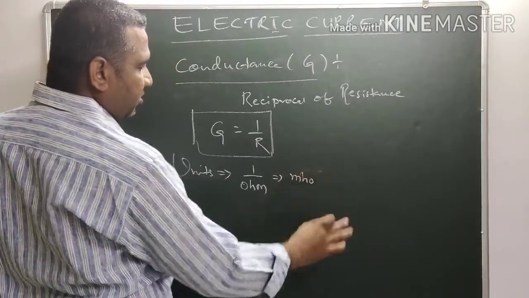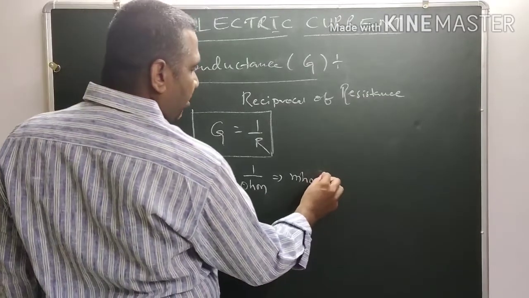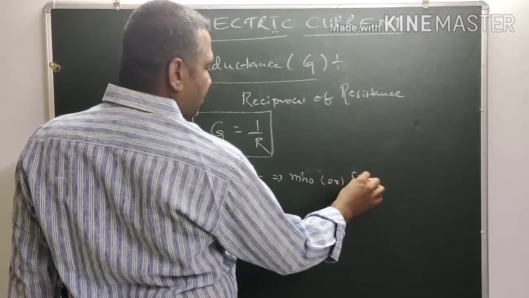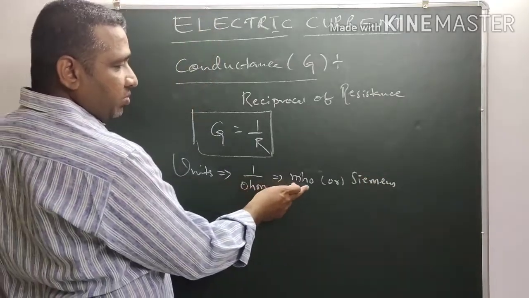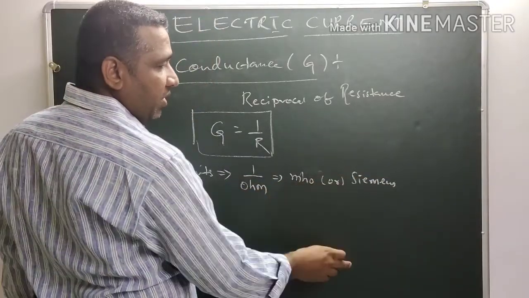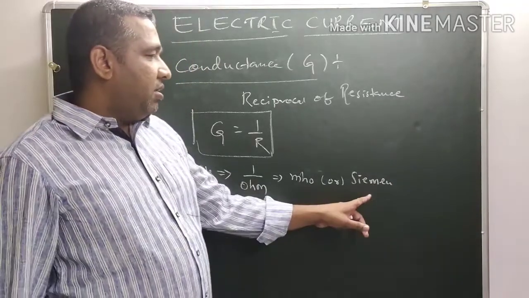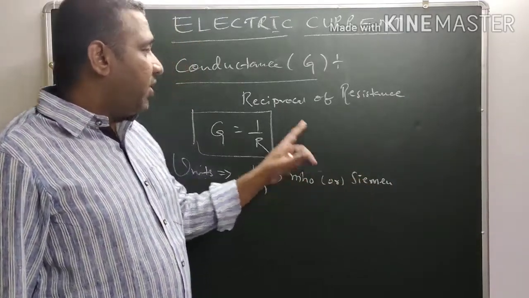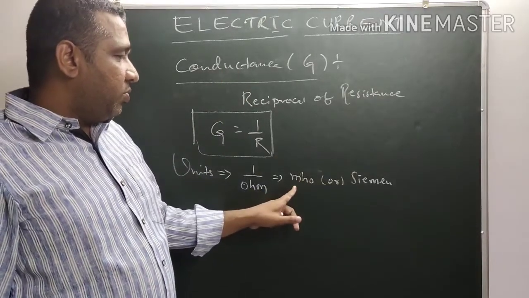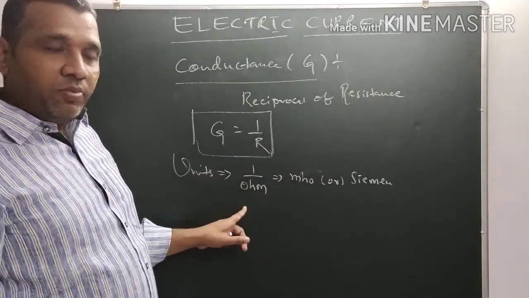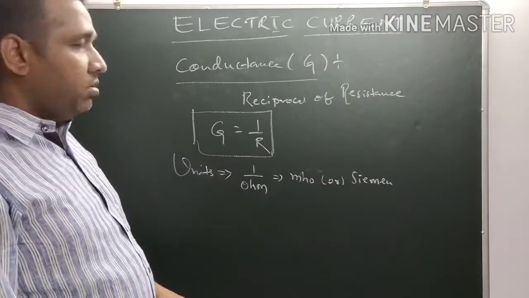Not mho in moles, it is mho. 1 by ohm or mho. We can also represent it as Siemens. 1 by ohm can be written as mho or Siemens. Siemens is nothing but the unit of conductance. We can say it as Siemens, or mho, or 1 by ohm. So these are the measuring units of conductance.